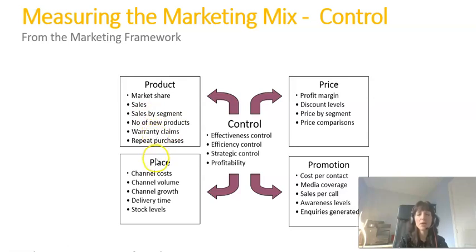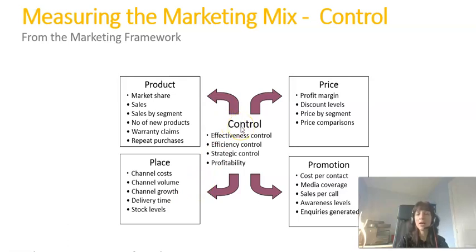Our place. Are we distributing things in the most cost-effective way possible? How much does it cost to get them out on different routes? Is it worth not even selling direct to consumers? Should we just sell to our intermediaries and our wholesalers? Would we do better marketing just to them? So how many sales are we getting from each of our different channels? Is there growth? Is there decline? How long is it taking to get our products out? What levels of stock are we having to hold? We could potentially push that back to our suppliers on that.